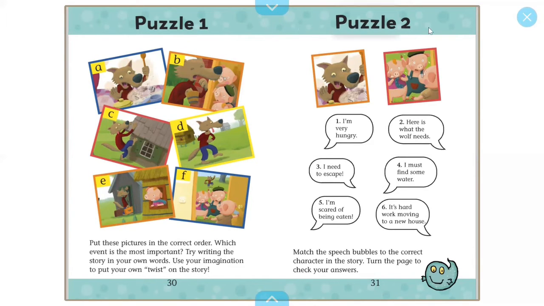Okay, here's puzzle number 2. This one might be a little bit more tricky. There's a picture of the wolf and a picture of the 3 pigs. And down here, there's 6 different things that were said in the book. They're quotations, right? Remember, quotations are what is actually said by a character.